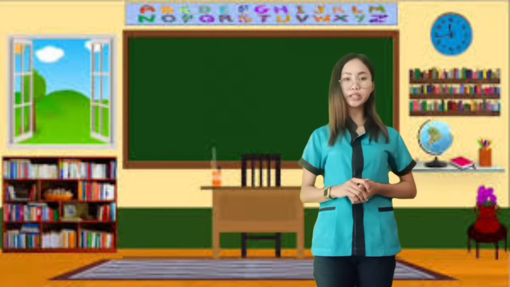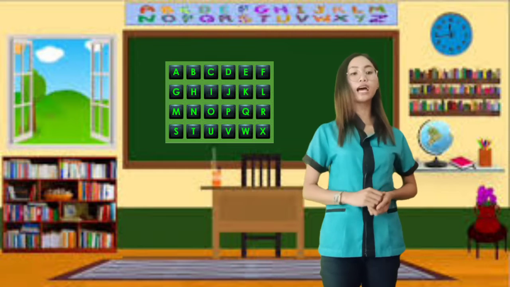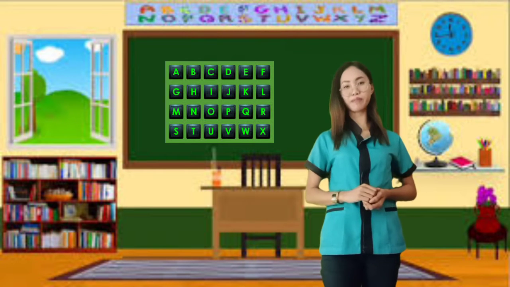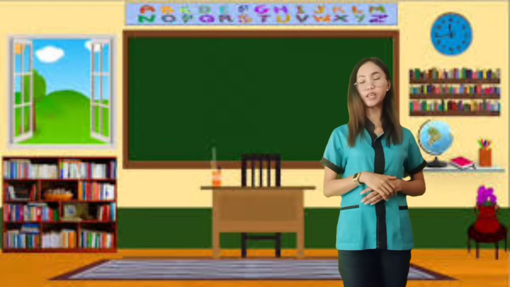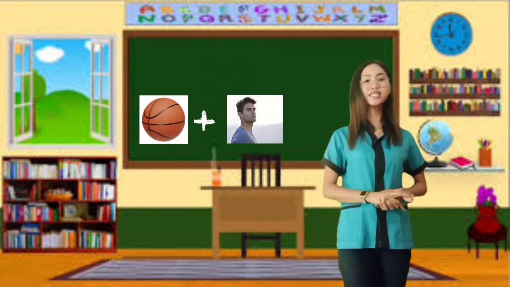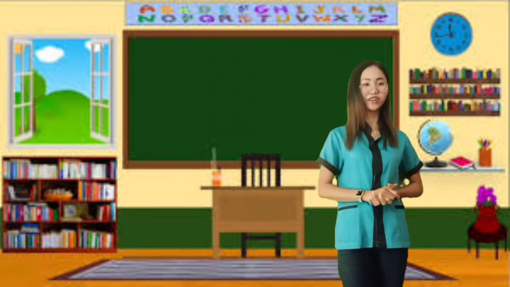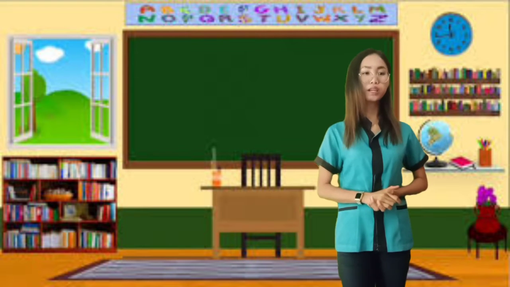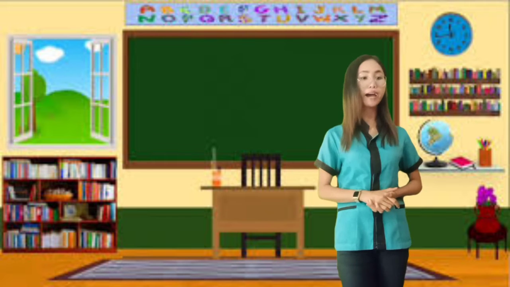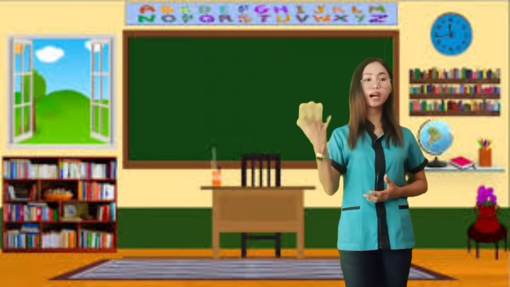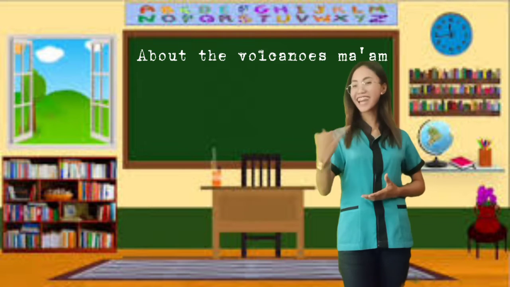For the next player, the first player will choose any letter here. Each letter contains names of your classmates. Okay, you'll be the next one to guess this picture. Your 15 seconds starts now. Correct! This is a volcano. Okay, so those pictures have something to do with our lesson for today. Do you have any idea what will be our lesson for today? Anyone from the class? Yes!